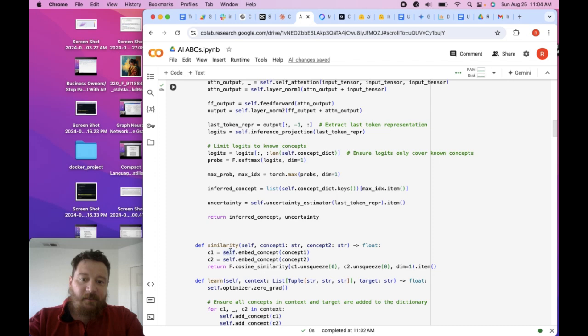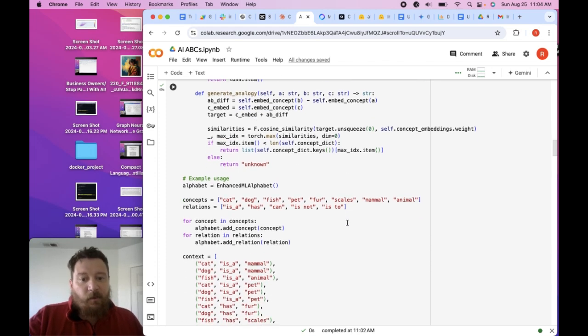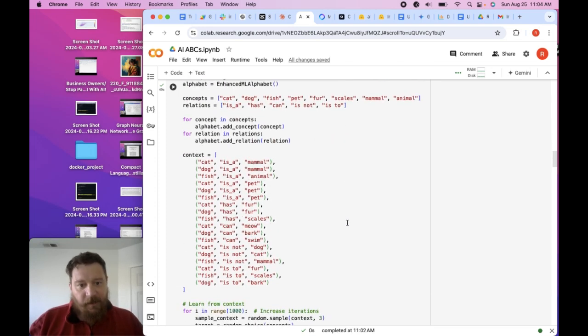You can see here the defining of cat, dog, fish, pet, fur, scales, mammal, and animal. Then I have relations that I built out: is a, has, can, is not, and is to. And then we have context. Our context examples are: cat is a mammal, dog is a mammal, fish is a mammal, cat is a pet, dog is a pet, fish is a pet, cat has fur, dog has fur, fish has scales, cat can meow, dog can bark, fish can swim, cat is not dog, dog is not cat, fish is not mammal, cat is to fur, fish is to scales, dog is to bark.